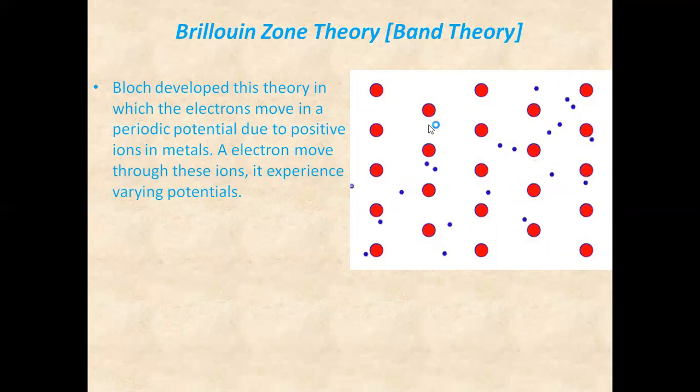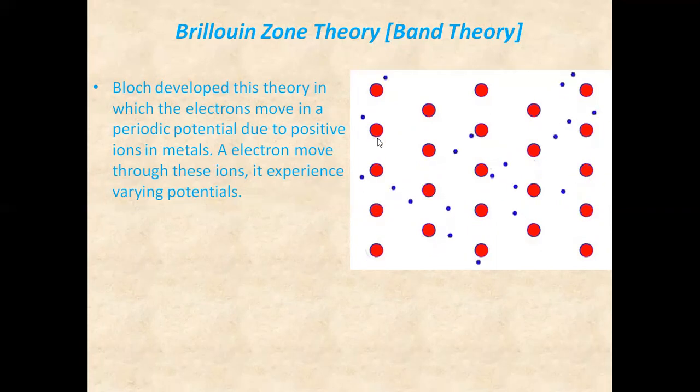These are positive ions. In between them, there is a periodic potential. When an electron moves through these ions, it experiences a varying potential. If the electron comes near a positive ion, the potential goes to zero. If it is exactly at the center between two positive ions, it experiences a maximum potential.